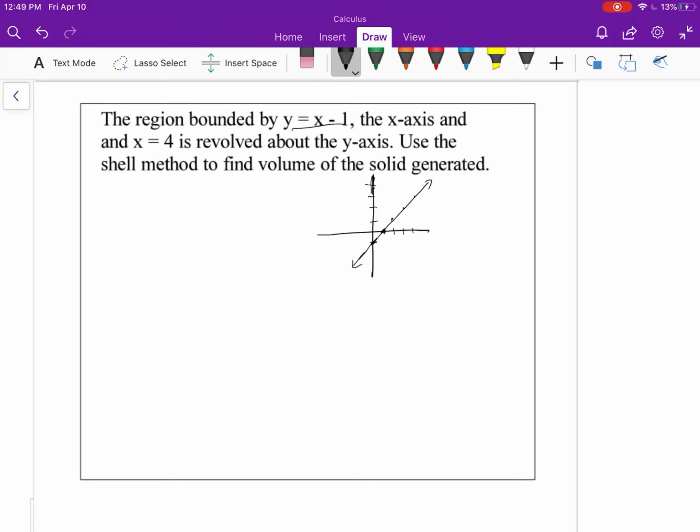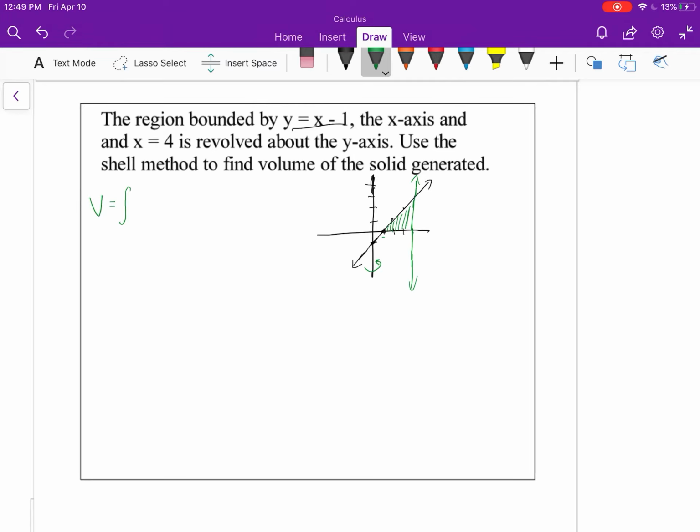There's y equals x minus 1, the x-axis, and x equals 4. X equals 4 is this line here, vertical line. So we're going to take that triangular region and we're going to revolve it around the y-axis. So it's going to go around the y-axis. So here we go. We're going to use the shell method.